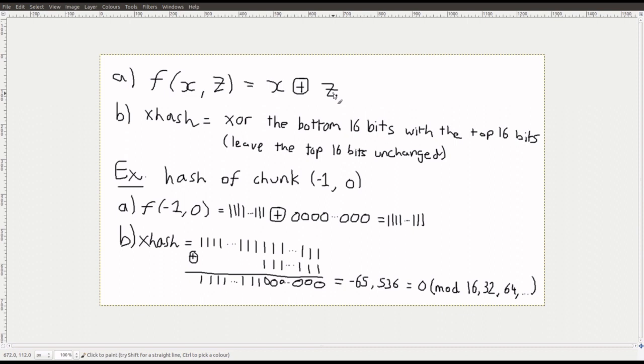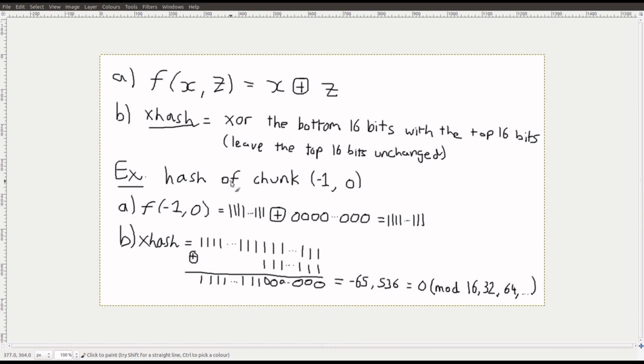And then it goes through something which has a name I just made up, called an X hash, which stands for XOR hash, and it's internal to the hash set. And what it does is it takes the top 16 bits of the hash that had been computed, moves it down to the bottom 16 bits, and XORs them together. And then leaving the top 16 bits unchanged. So let's just go through an example to make that clear.